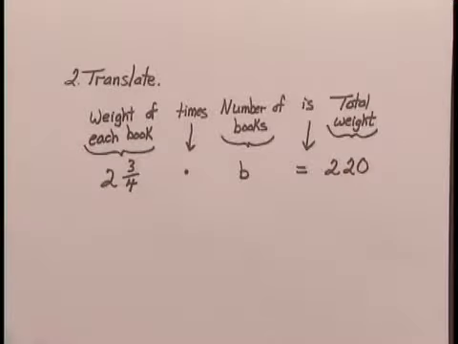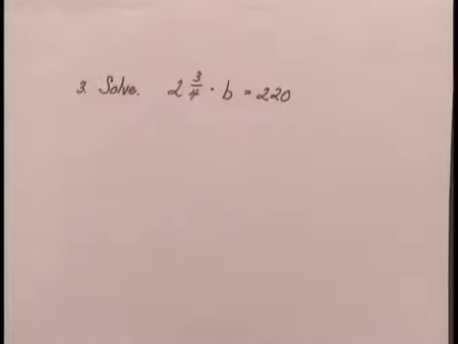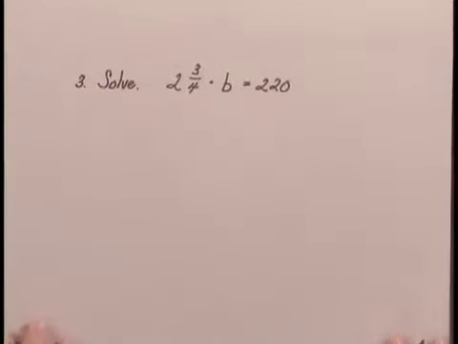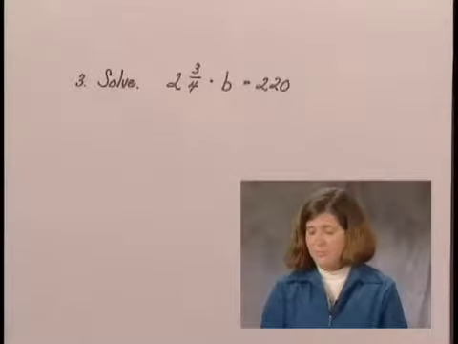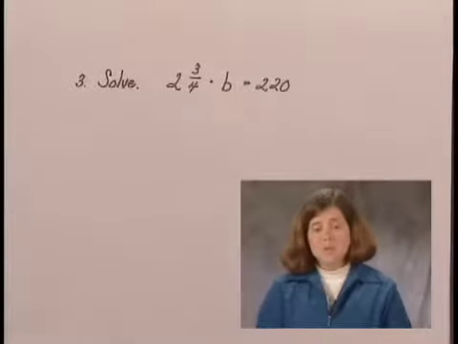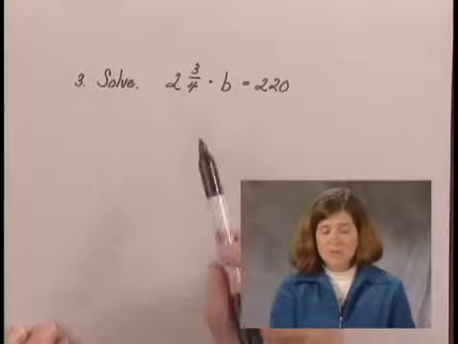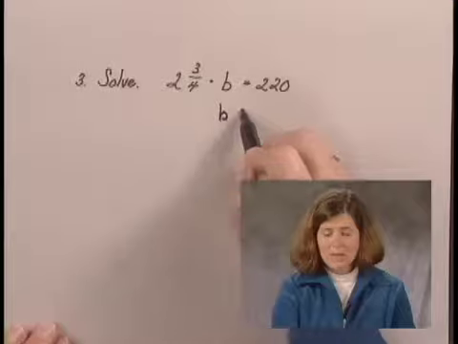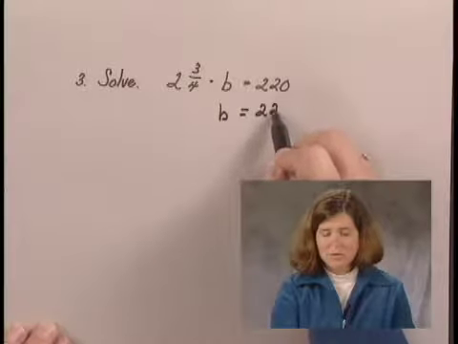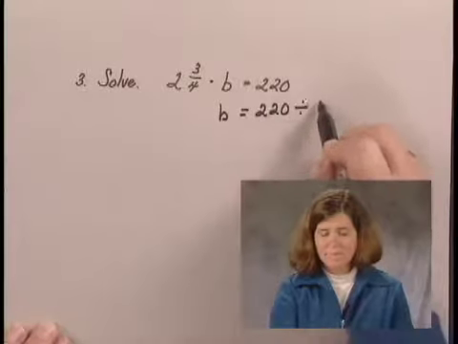Now we have an equation and we're ready to move to step 3 of the problem-solving process, that is to solve the equation. We're asked to solve 2 3/4 times B equals 220. To do so, we'll divide on both sides of the equation by 2 3/4. Dividing by 2 3/4 on this side, we have B equals, and then we need to divide by 2 3/4 on this side as well.